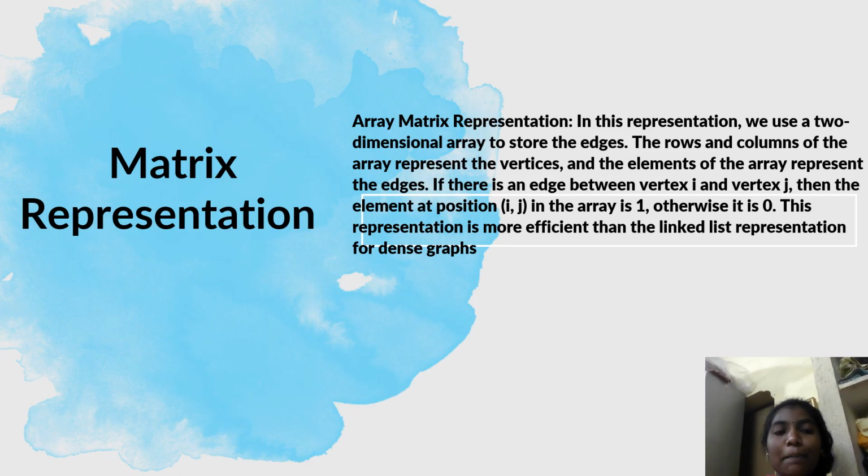Next one is matrix representation. In this representation, we use a two-dimensional array to store the edges. The rows and the columns of the array represent the vertices and the elements of the array represent the edges. If there is an edge between vertex i and vertex j, then the element at position i, j in the array is 1, otherwise it is 0. This representation is more efficient than the linked list representation for dense graphs.